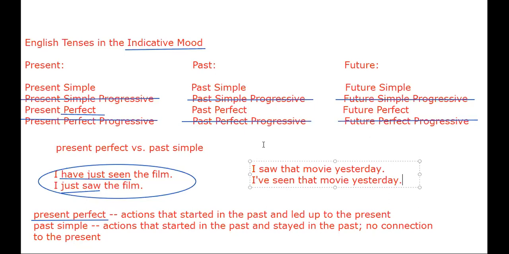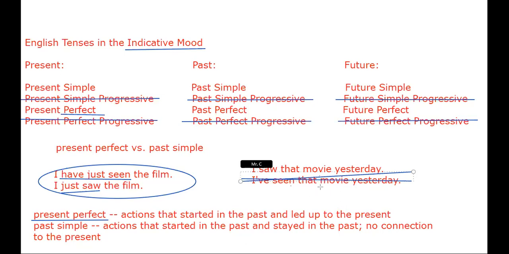Now, natives will easily see that the second one just flat out doesn't work. But non-natives will be wondering why. Well, as I said, the present perfect is for actions that started in the past and led up to the present. But the problem with the adverb yesterday here is that it's for actions that took place entirely in the past. So you can't use it for the present perfect. So you can't say something like, I've seen that movie yesterday, because this has no connection to the present, and thus it does not warrant the present perfect.